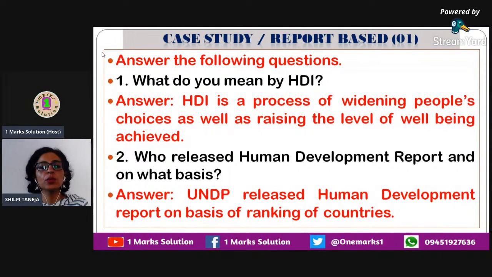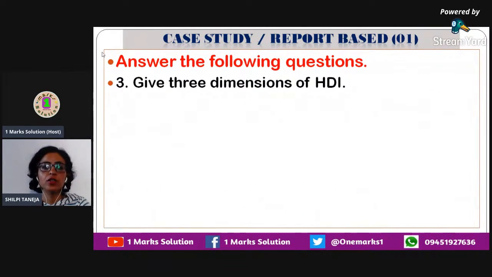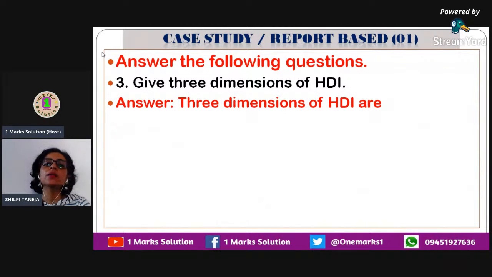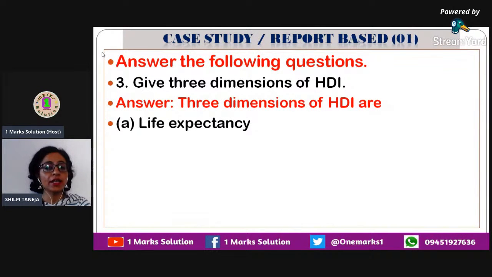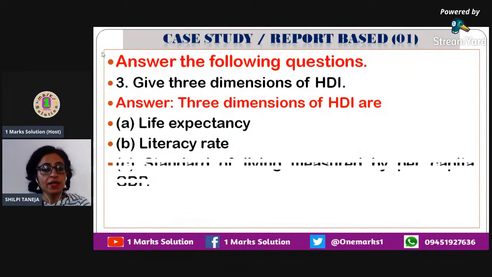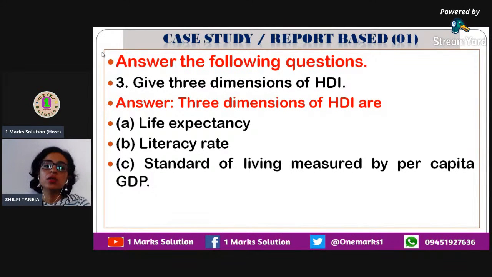Now, who released Human Development Report and on what basis? It is released by UNDP. It releases Human Development Report on the basis of ranking of countries. We just discussed in the paragraph also, it lies between a scale of 0 and 1. So give 3 dimensions of HDI. क्या क्या देखते हैं हम? 3 dimensions are life expectancy, literacy rate of the people, and also the standard of living, which can be measured by per capita GDP.